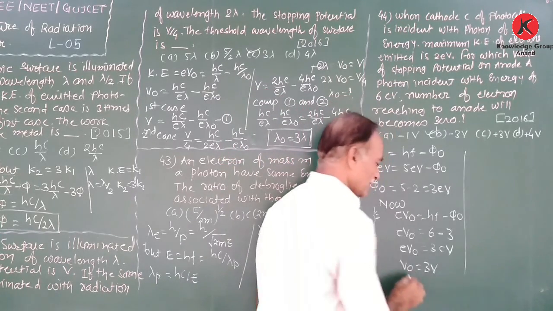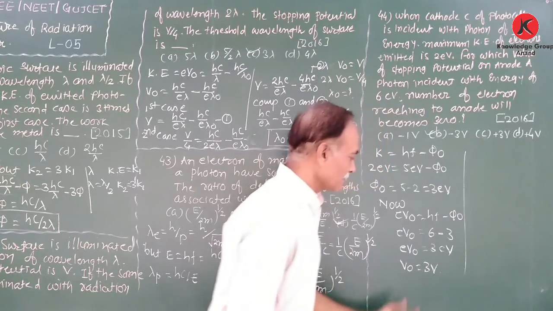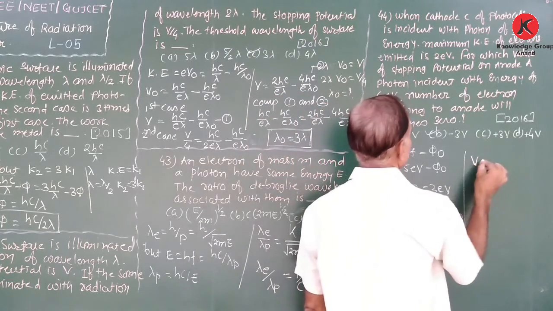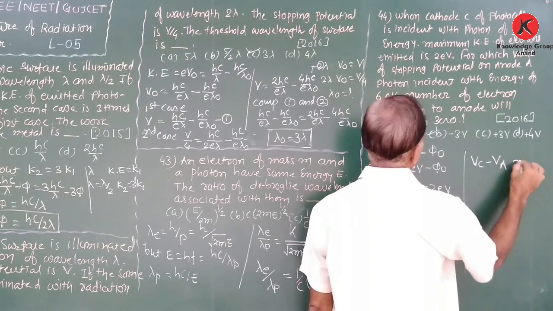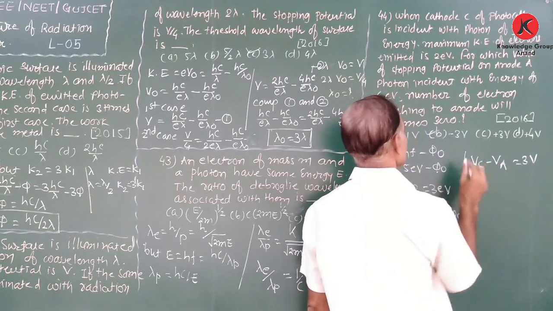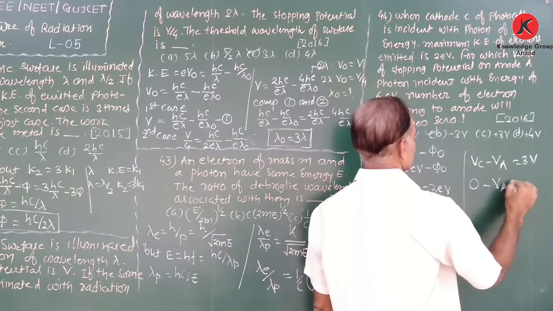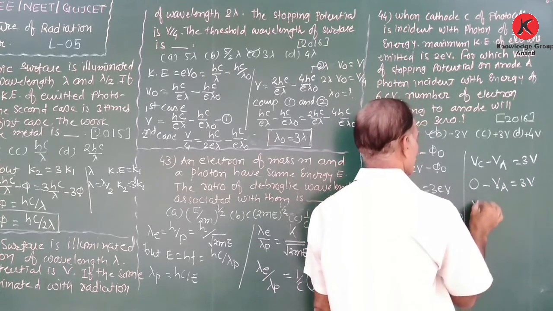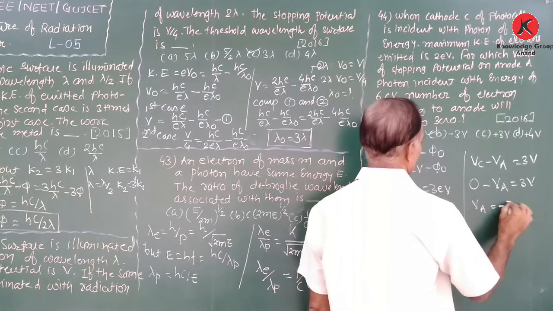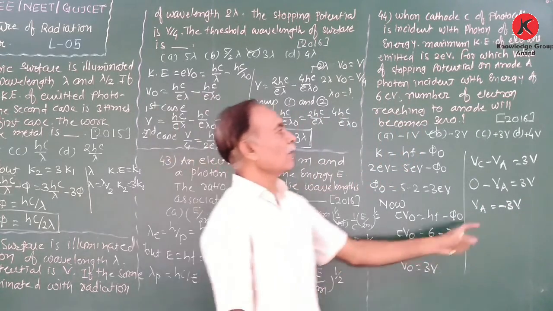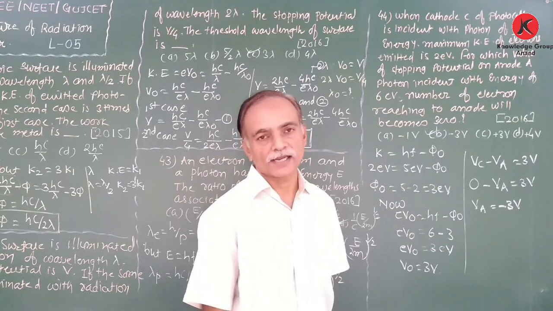Therefore, here we obtain the stopping potential. That means the potential difference between the cathode and anode, that is, Vc minus Va is equal to 3. Hence, considering the voltage on cathode is 0, minus Va is equal to 3 volt. Therefore, Va is equal to minus 3 volt. That is the value of potential on anode of a photocell.